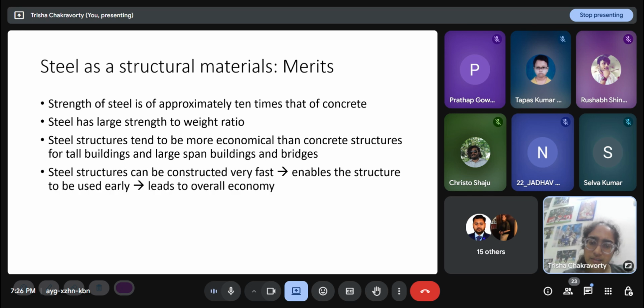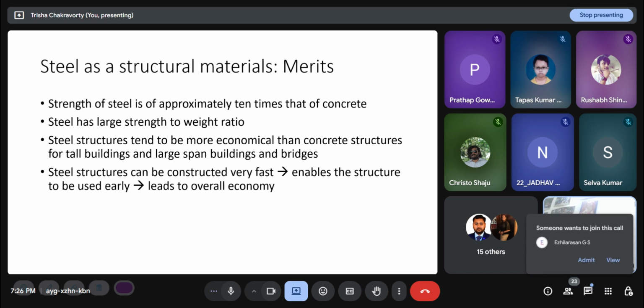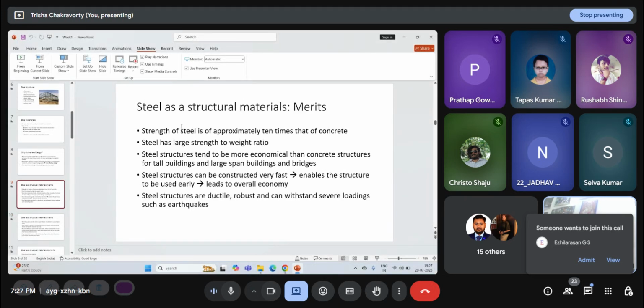Steel structures can be constructed very fast. It enables a structure to be used early, and this also leads to overall economy. We know that bridges especially have an extremely important link in a country's economy because of trade routes and all that. So if I can construct a bridge in 3 years using steel, and if I need 5 or 6 years to make it using concrete, those extra years of contributing to the economy also matter.